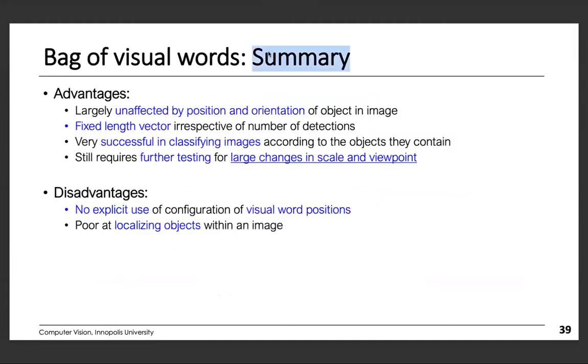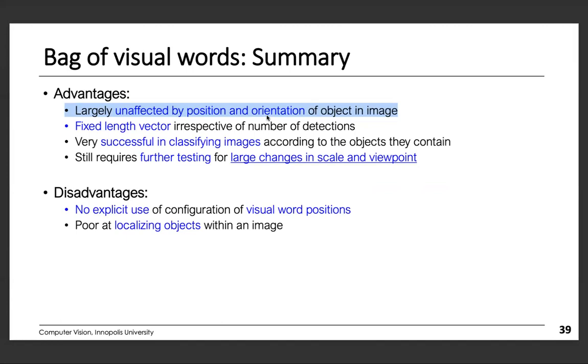Bag of visual words summary. Advantages. Largely unaffected by the position and orientation of the object, which is a good thing or a bad thing, right? So if you actually care about the location, the position of the object or the orientation of the object, then bag of visual words is not a good thing for you. So this is something that is good for it and bad at the same time.